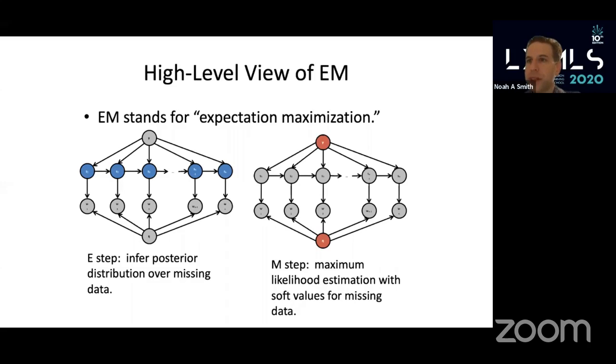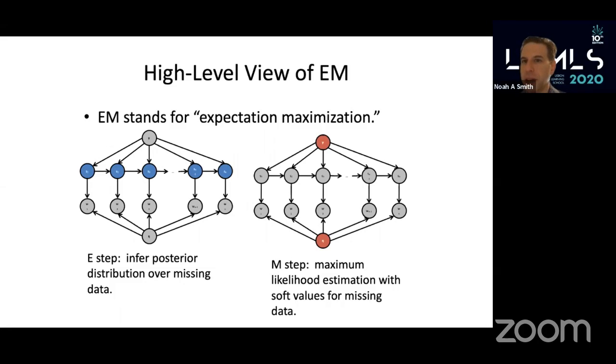Okay, so the solution that I'm going to tell you about is called the EM algorithm. And EM stands for expectation maximization. It's also a mnemonic for the two parts of the algorithm. And the two parts of the algorithm decompose that graphical model that we just saw in a very elegant way. So EM are the two steps, the E step and the M step.